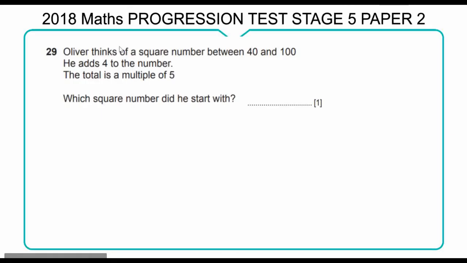Oliver thinks of a square number between 40 and 100. He adds 4 to the number. The total is a multiple of 5. Which square number did he start with?